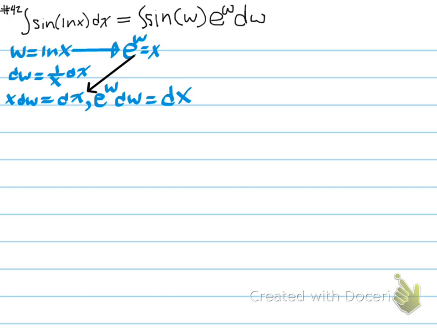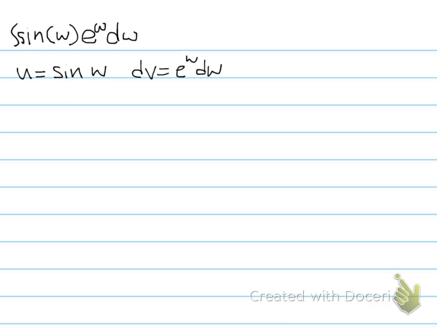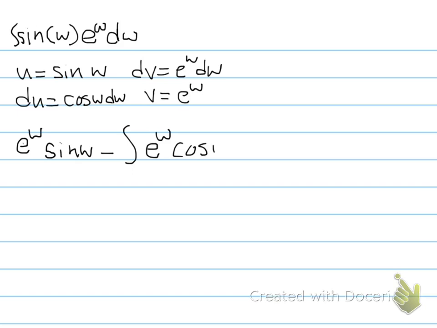Now we see that's a uv sub. Sure. I'm going to rewrite that. So that's sine dub e to the dub d dub. What am I going to let u be? u is going to be the sine of dub. That makes dv e to the dub d dub. So then we have that du is the cosine dub d dub, and v is e to the dub. So we sub our u and our v minus the integral v du.